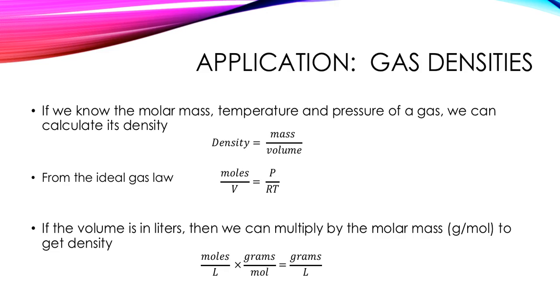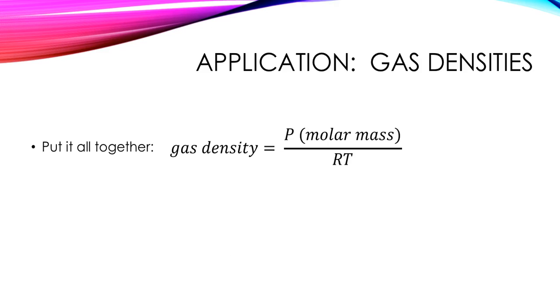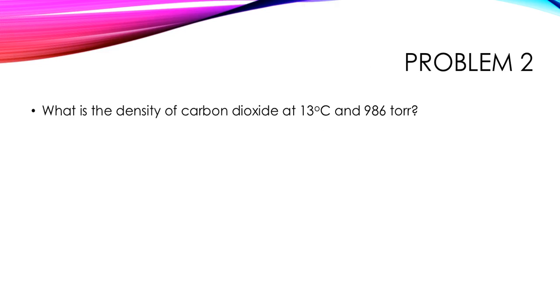And so we can put this into our ideal gas law. Now, you don't really have to do this as a separate equation that you need to memorize. You can actually do this on the fly. But the gas density is the pressure times the molar mass over the universal gas constant times the temperature. So this can be a handy equation to derive if you need to. So let's do a problem where we use this equation.